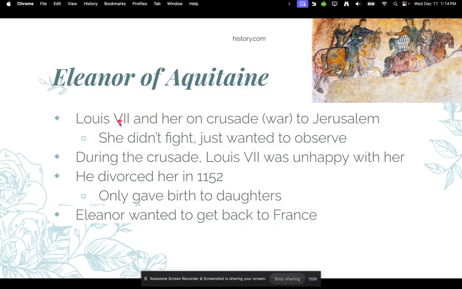So she went along with her husband on this war, but she didn't fight herself. She was just there to observe. But during the crusade, Louis VII was very unhappy with her. So he ended up divorcing her in the middle of this war in 1152.